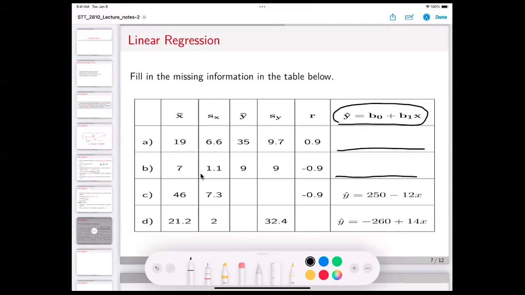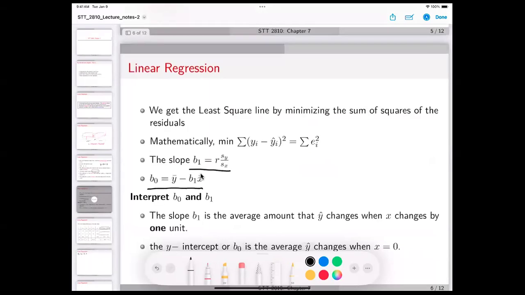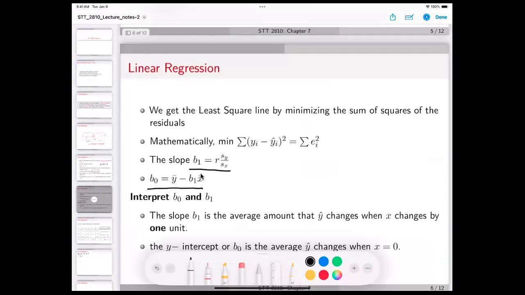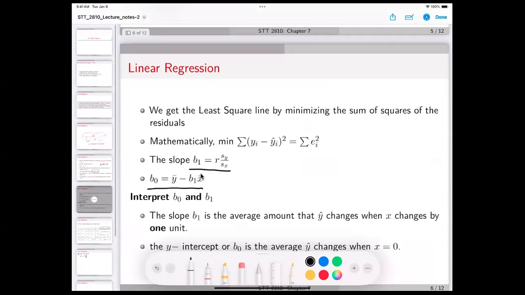So to write the model, we need to find beta naught and beta 1, to be able to fill here and then here. So let's do one after the other. Let's do A first. Let's write the beta naught formula. Beta naught is given as y bar minus beta 1 x bar. And then beta 1 is given as r sy divided by sx. The formula is here. That's why I told you that you should write that down.